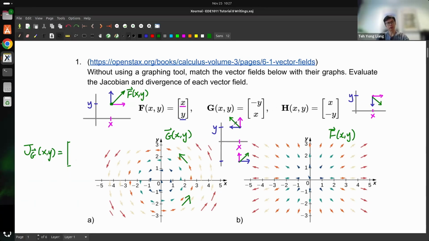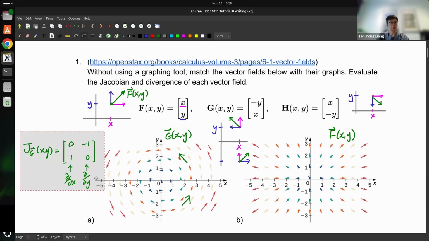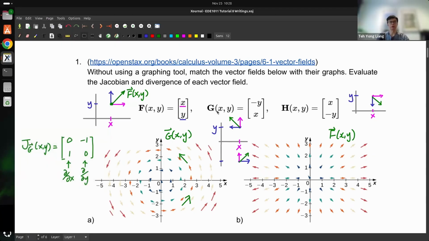So this one, you have to differentiate with respect to x. For the first column, you do del x. So del x of minus y, differentiate with respect to x, of course you get 0. Then x differentiated with respect to x just gets 1. Then the second column will be del y. So del y gives -1 and 0 respectively. That will be the Jacobian for your vector field G.